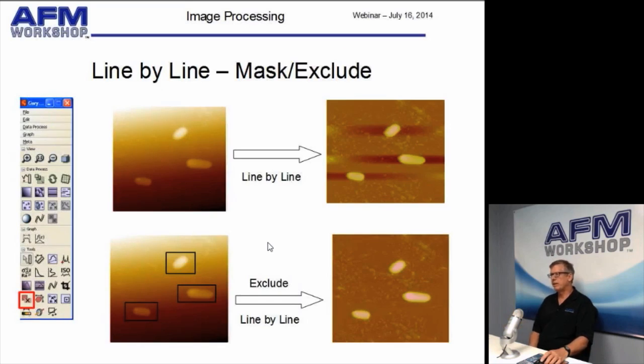This is a very common artifact that's introduced into images when you do line-by-line leveling. This is an image here of E. coli, and when you do line-to-line leveling, it puts these bands into the image. Now, on Gwyddion, you can do masking, and that's this icon right here, and allows you to draw a box around the different features on the surface, and then allows you to exclude those when you do the line-by-line leveling. And you get an image like this, which shows the E. coli without this banding in the image.